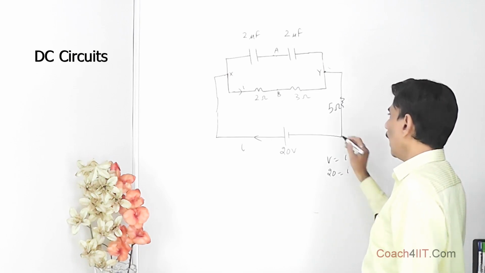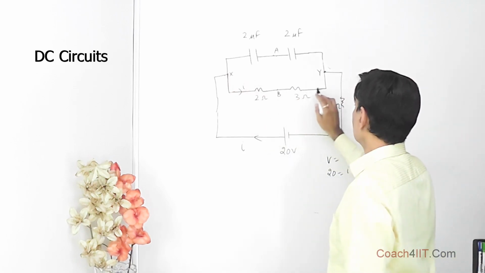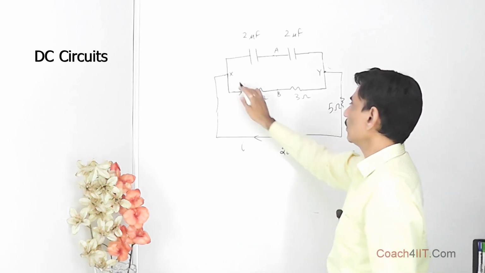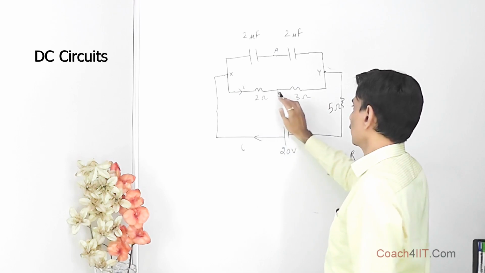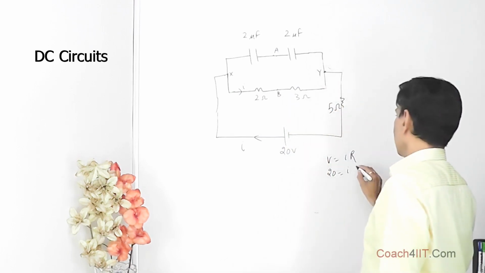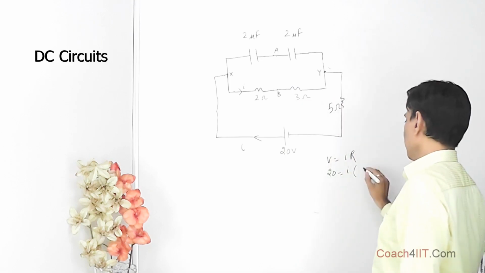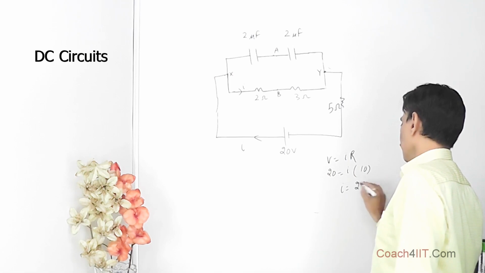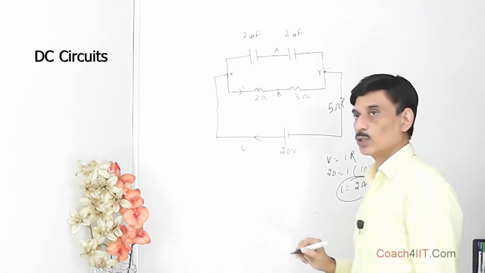I we don't know. R: now all these three resistors are in one path. 2 plus 3 plus 5, they are in series. The same current passes through this, and the same current passes through this. So it is 2 plus 3, 5, plus 5, 10. So now the current reduces to 2 ampere. Instead of 4 ampere, now it is 2 ampere.